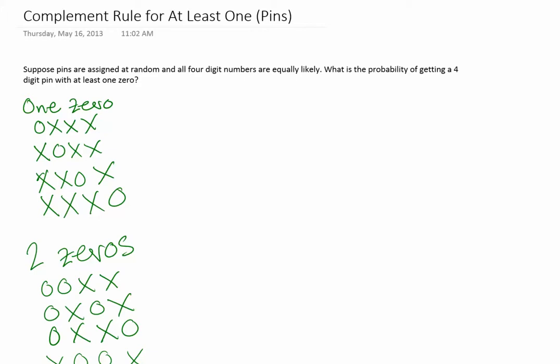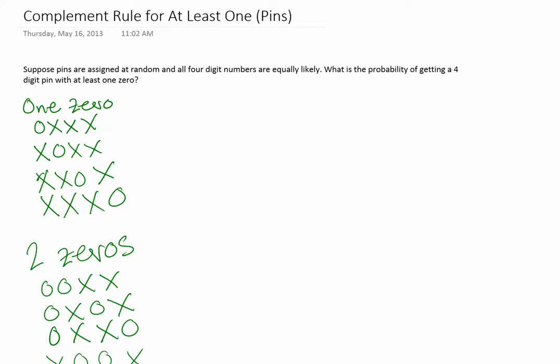We're looking at 4-digit pins that you use for an ATM pin or your debit card pin. For each digit, you can choose numbers between 0 and 9, so there's 10 possibilities for each digit. We want to know, what is the probability of getting a 4-digit pin with at least one 0?